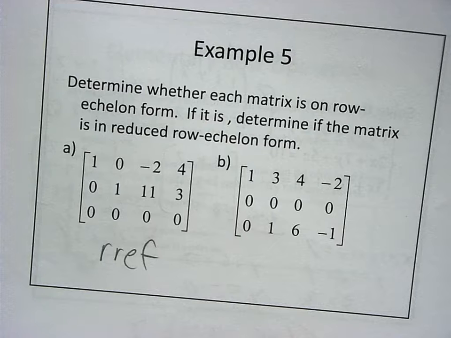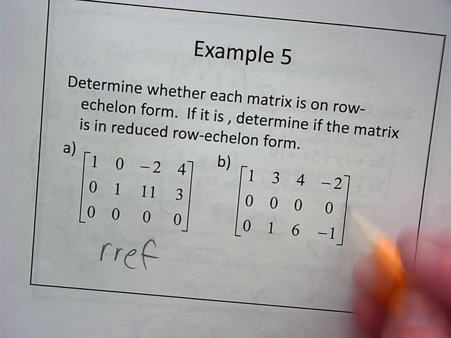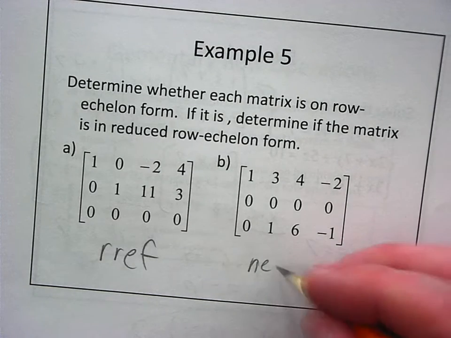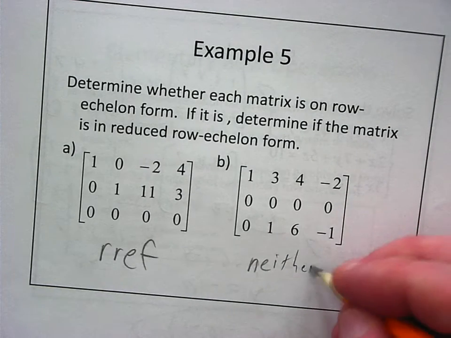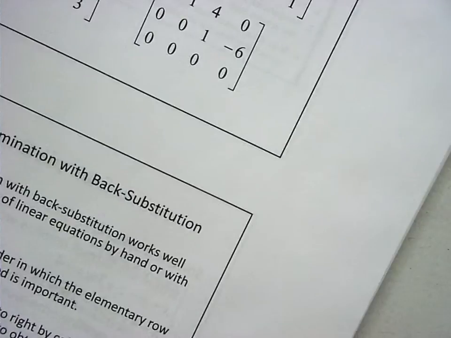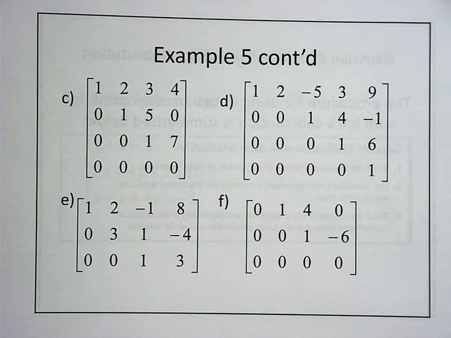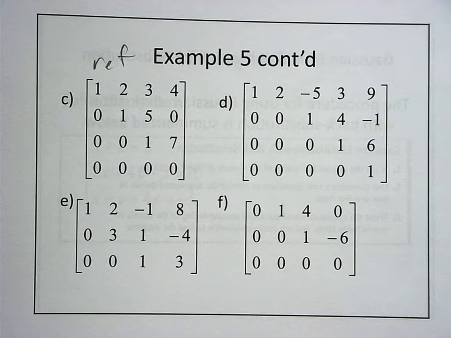And the other one was neither because the zeros aren't at the bottom. If I swap these 2 rows, would it be reduced row or just regular row echelon form? Row. Yeah, because the 3 and the 1 would be in the same column. What about C? Just row, because you have zeros at the bottom, leading ones, but you don't have zeros above. So this is just row echelon form. For D? Same. Row.